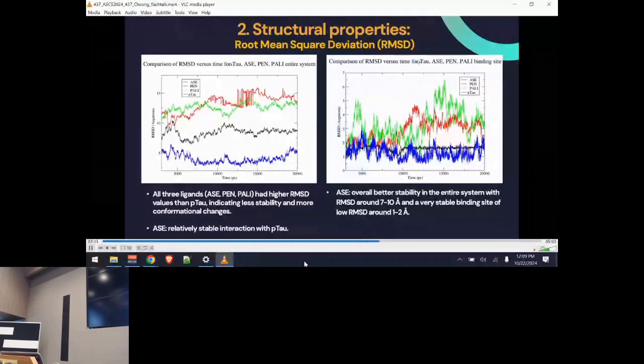ASE shows relatively stable interactions with p-tau. ASE has an overall better stability in the entire system with RMSD around 7 to 10 Angstrom and a very stable binding site with low RMSD around 1 to 2 Angstrom.